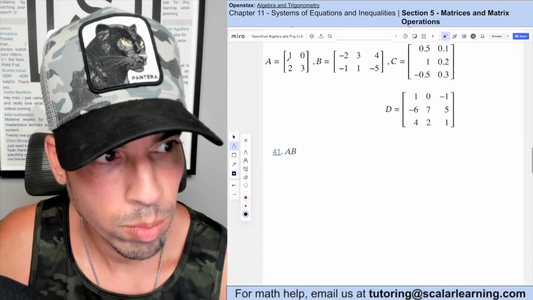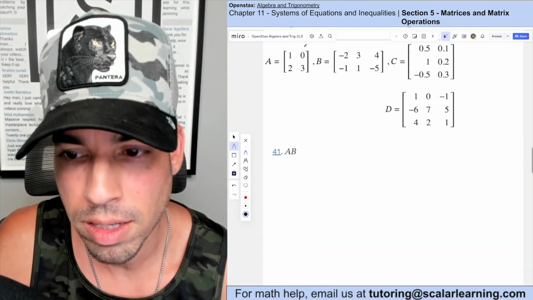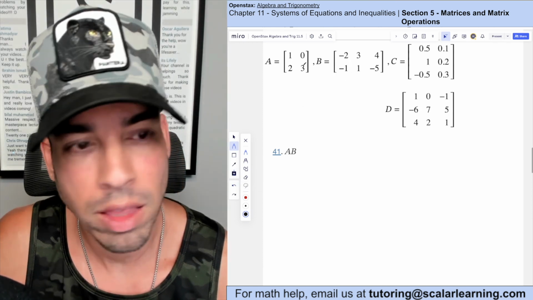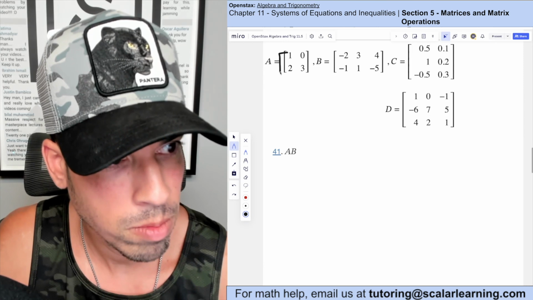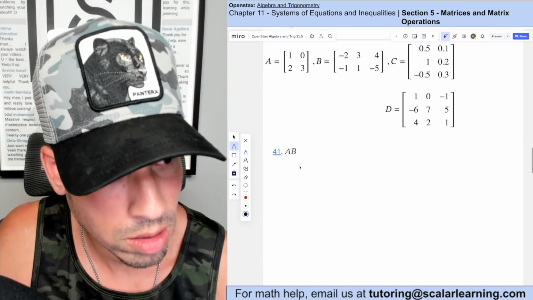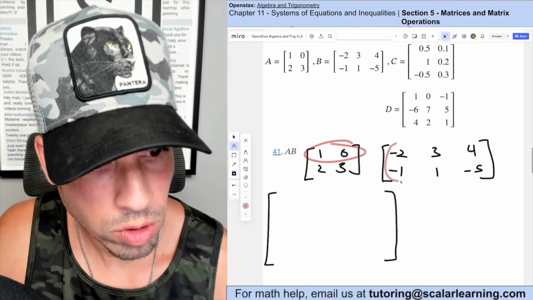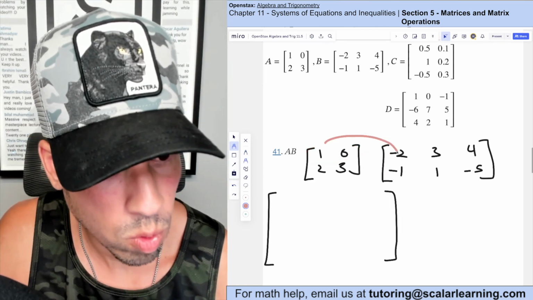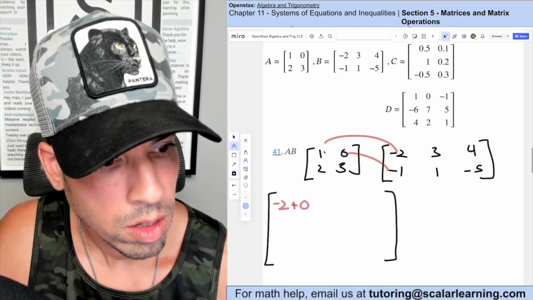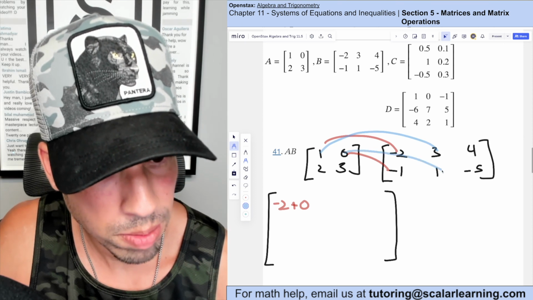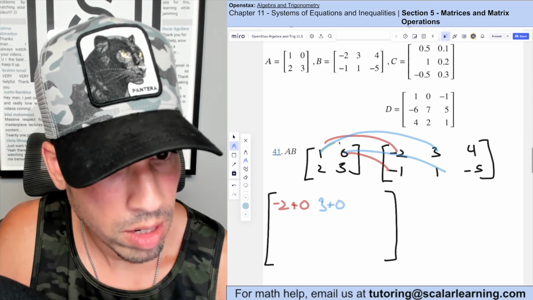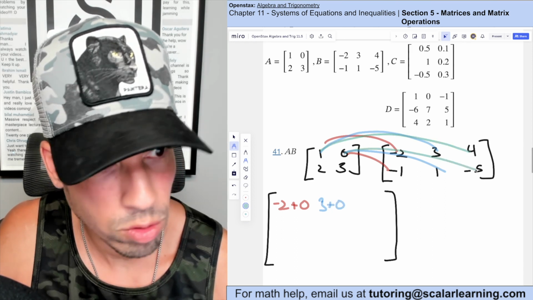Done. So for this one, we're multiplying A times B, and this is doable as long as the number of columns here equals the number of rows there, which it does. And then the final matrix will have the same number of rows here and columns there. So it's going to be a 2 by 3, just like B. So let's write this out. So as we start this out, we're going to go first row times first column. Let's go 1 times negative 2 plus 0 times negative 1, which is negative 2. Next, we have 1 times 3 plus 0 times 1, which is 3 plus 0. And then we have 1 times 4 plus 0 times negative 5.